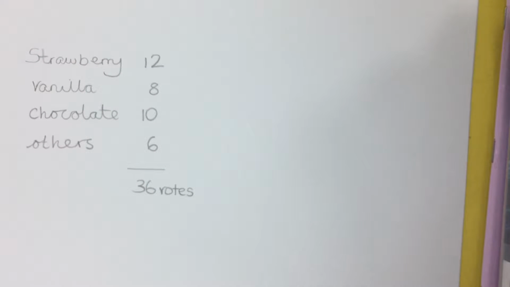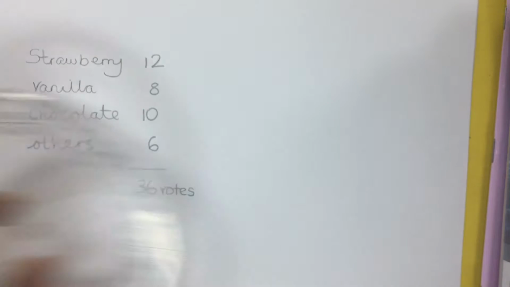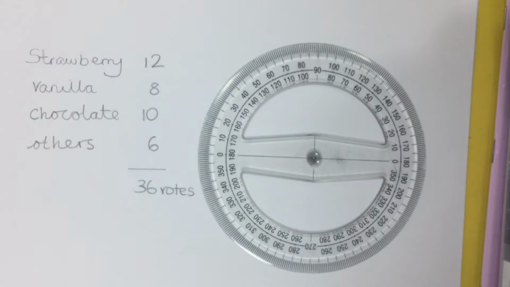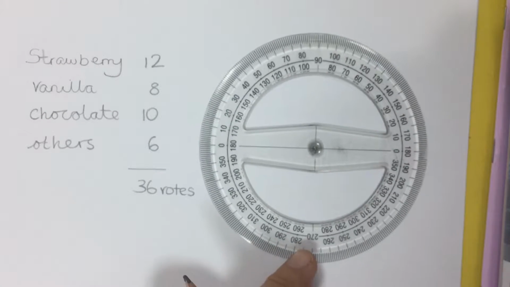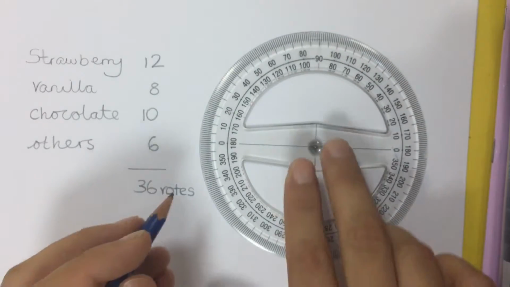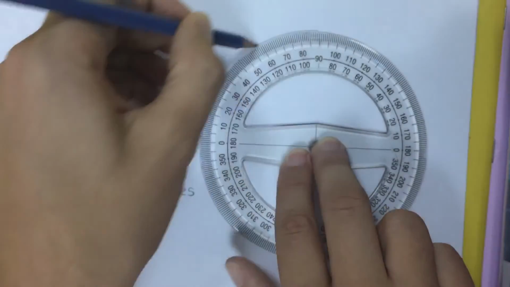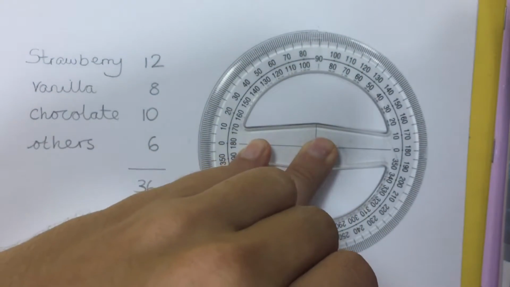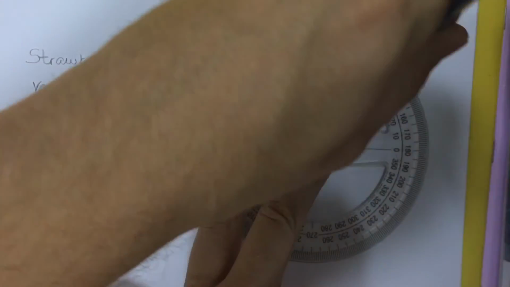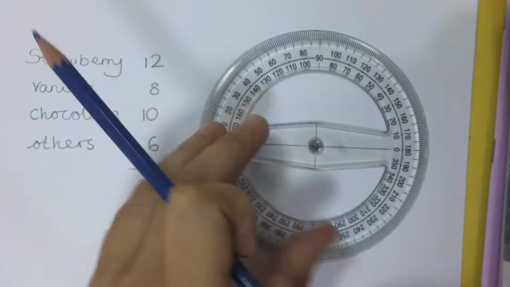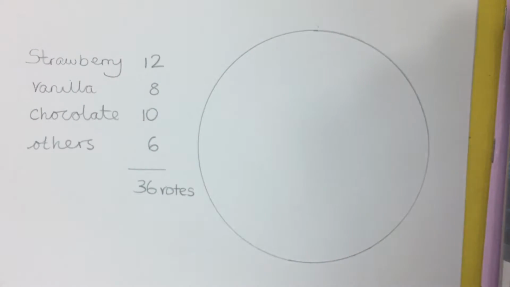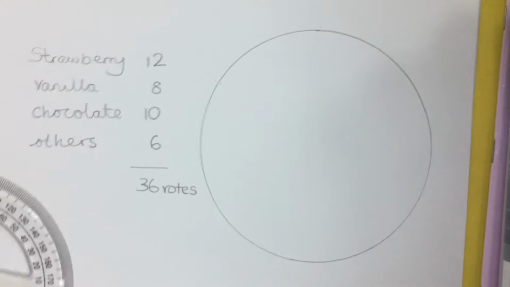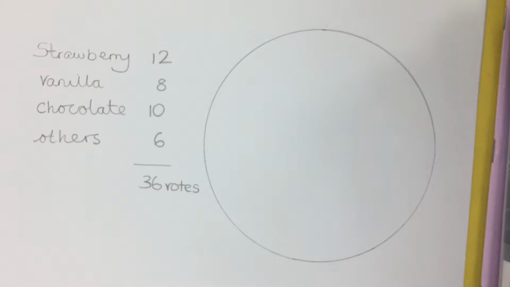Now, when we draw a pie chart, we have to bear in mind that there are, first of all, 360 degrees in a circle. So just so that we can visualize this, I'm going to draw around this protractor. So here we go. Another important thing is to be aware of where the center is on this protractor.